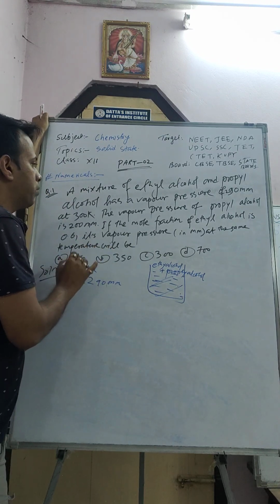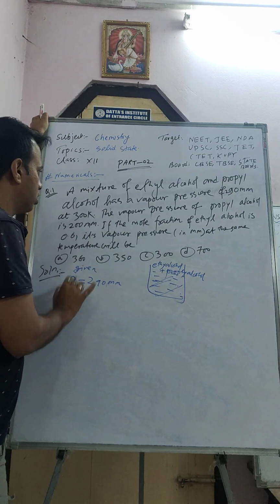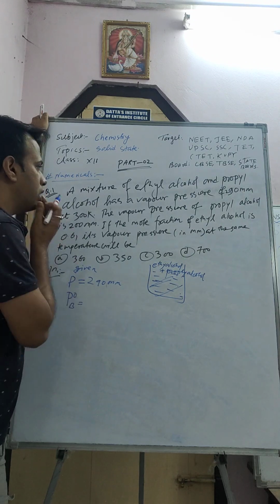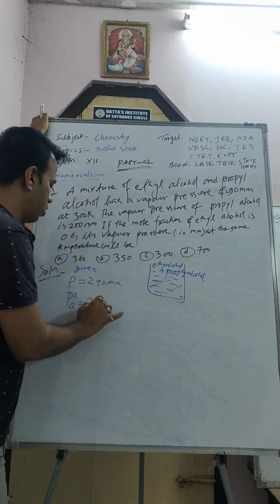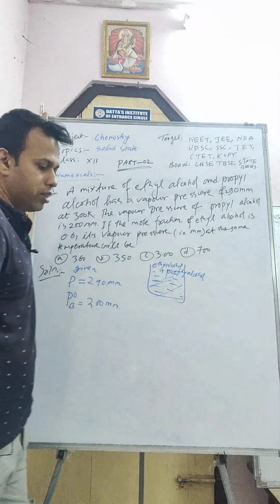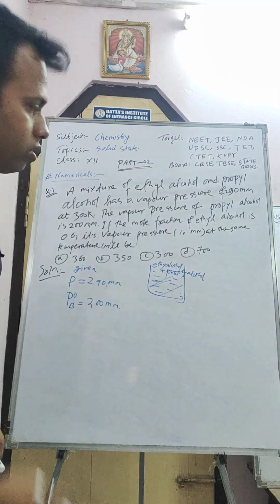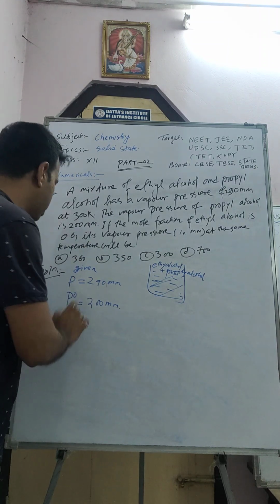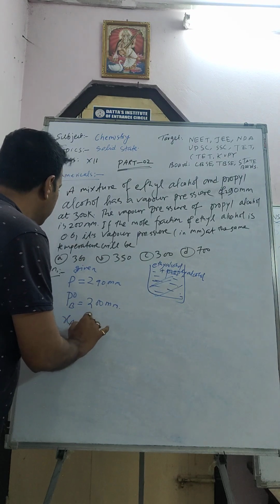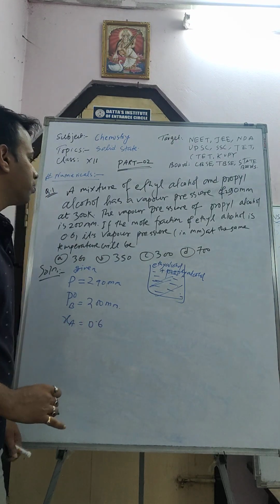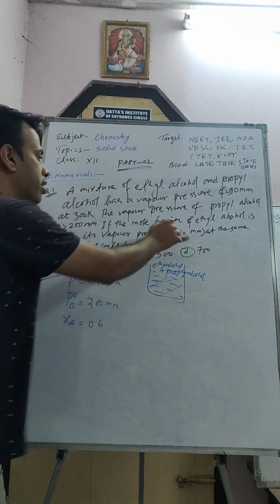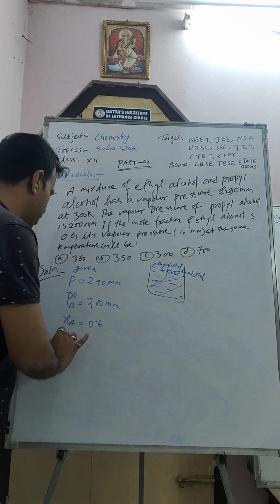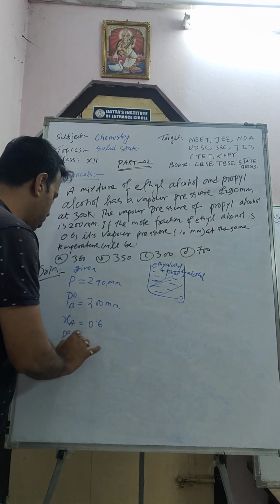And the vapor pressure of propyl alcohol, P0B, is 200 mm, right? Then, if the mole fraction of ethyl alcohol, that is XA, is 0.6, we have to find out the vapor pressure of ethyl alcohol in mm at the same temperature. That is P0A, which we have to find out.